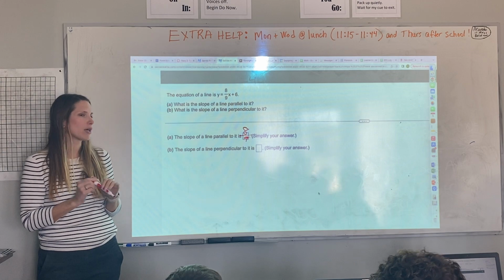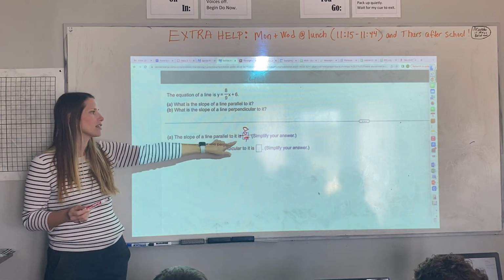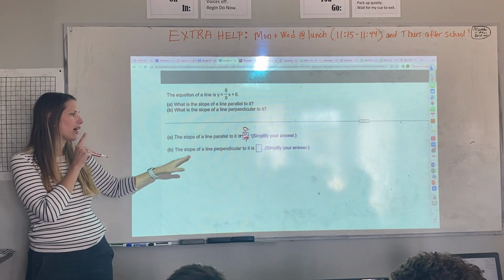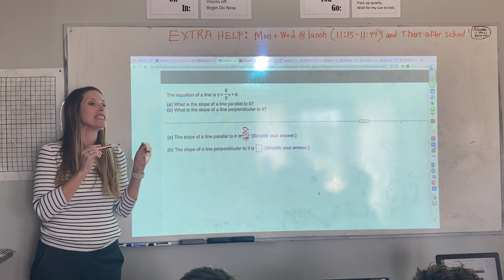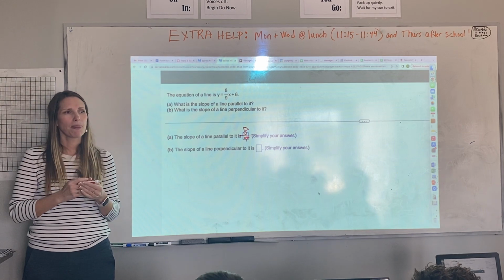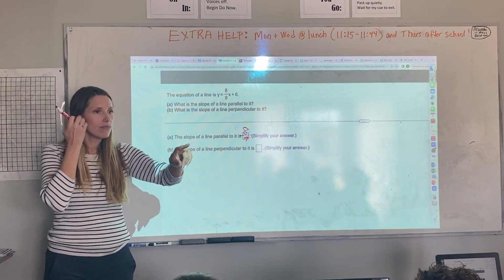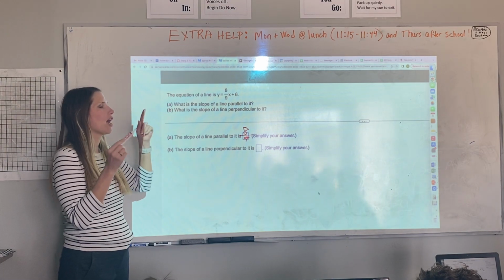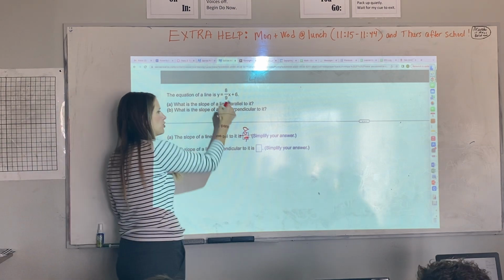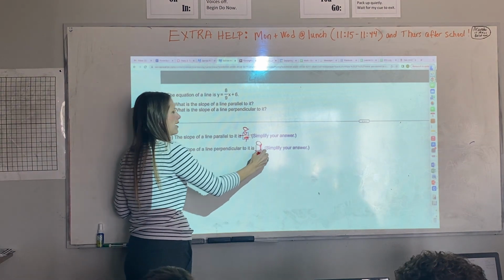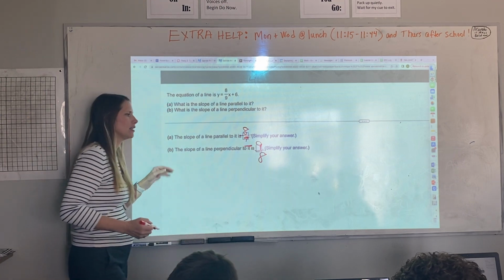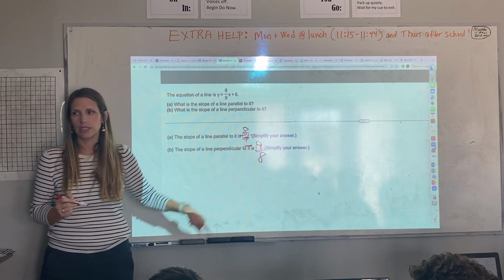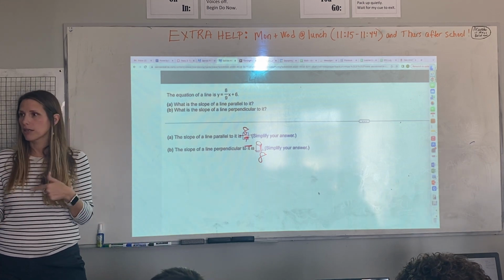Melanie, help me out with this one. It's a little trickier. The parallel line is so easy because you just pull it right from that line. How do I find the slope of a line that's perpendicular to it? Do you remember the rule? It's the opposite reciprocal. Reciprocal means you flip, and opposite means the opposite sign. Flip the numerator and denominator, switch the sign.